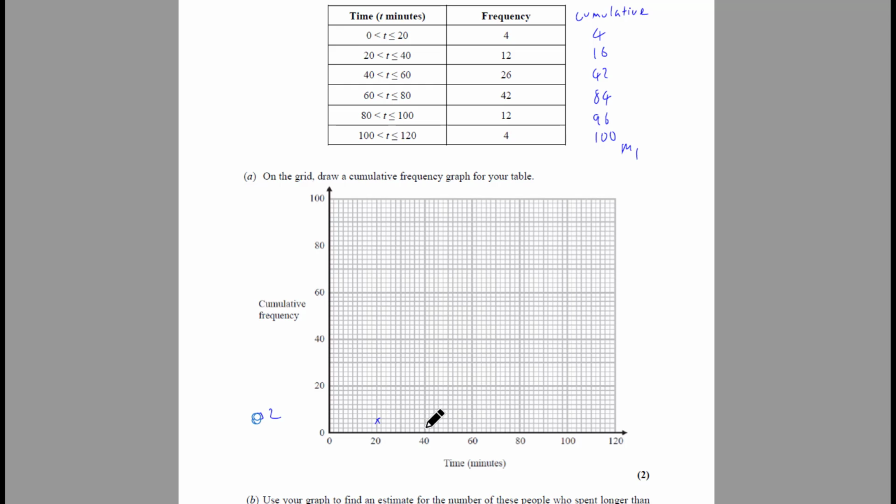Now 40 goes to 16. 60 is 42. Remember, we have to plot the endpoints for cumulative frequency. 80 is 84. Now at 100 that should be 96, and 120 is 4, and we join it up with a smooth curve.